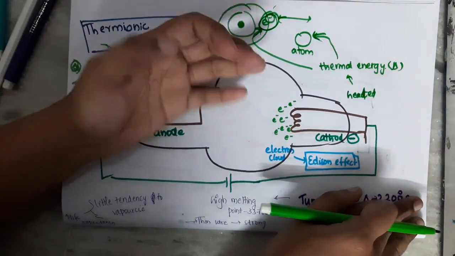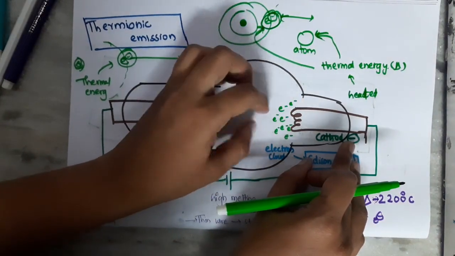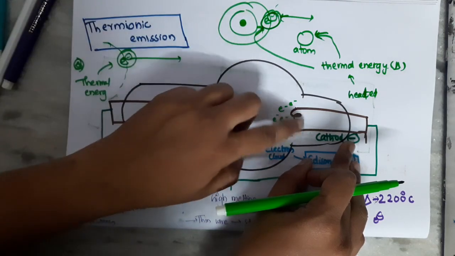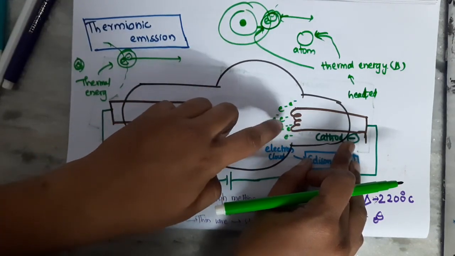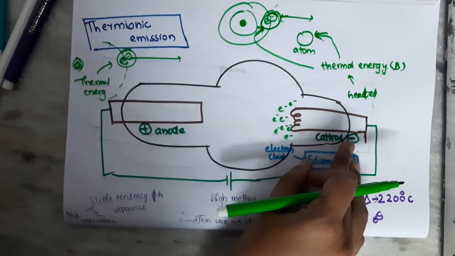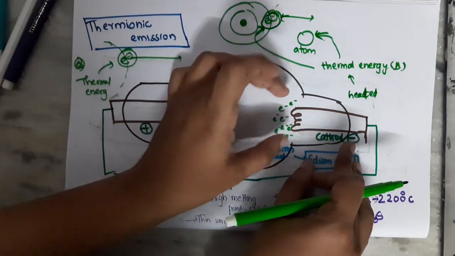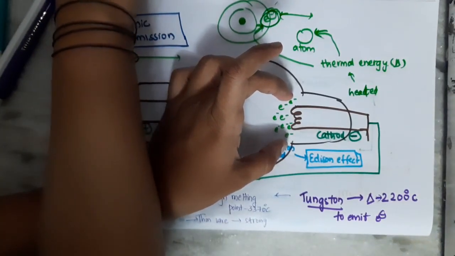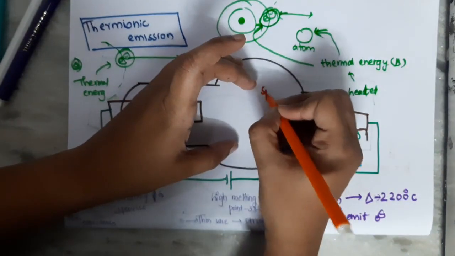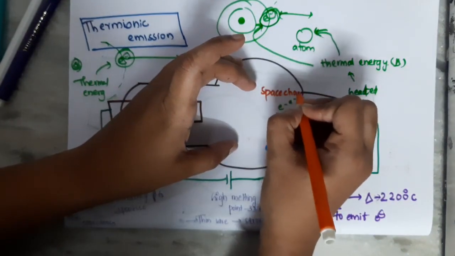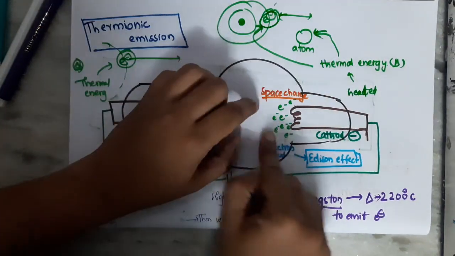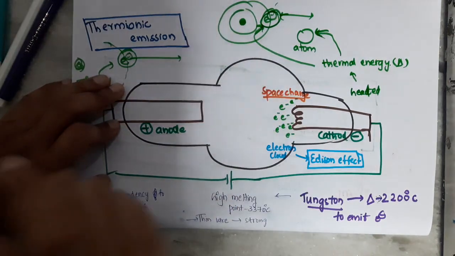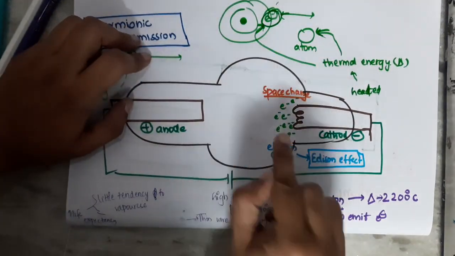What is the limit? The main limit is, when a sufficient amount of electrons have come out of the tungsten atom and formed an electron cloud, these electrons we call space charge. This collection of negatively charged electrons present around the cathode is called space charge. So what is space charge? Space charge is the collection of negatively charged electrons around the tungsten filament.